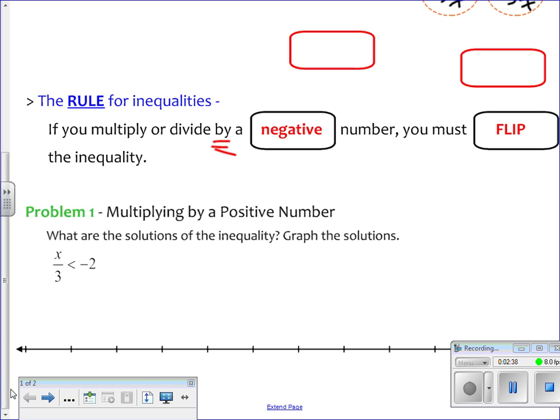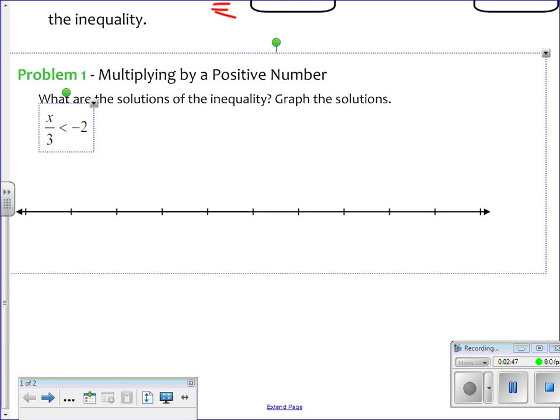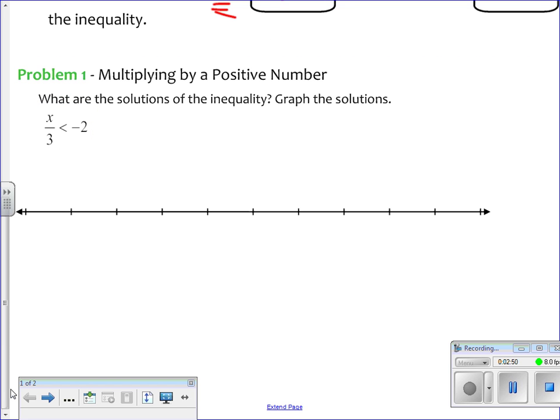So if I have a positive times negative, let's look at this one here. Okay. I want to solve x divided by 3 is less than negative 2. So this is x divided by 3. The opposite of division is multiplication. So I multiply both sides by 3. I do 3 times this side and 3 times that side. Over here, the 3's cancel, and I get x. Over here, I have negative 2 times 3, which is negative 6.